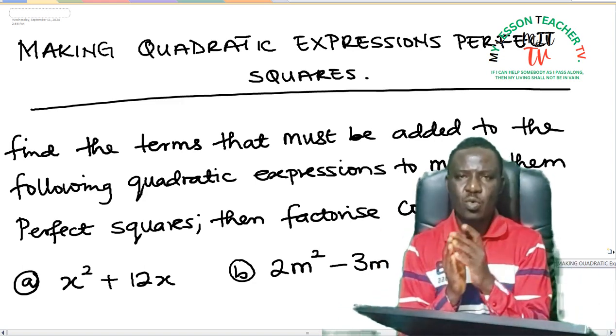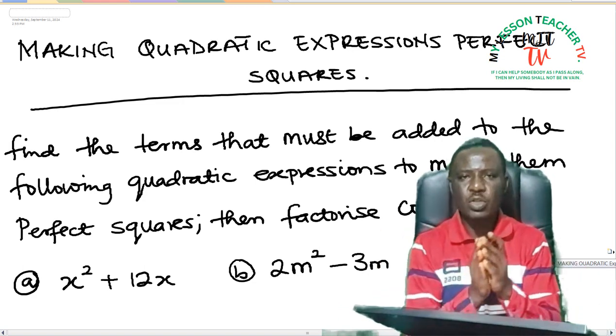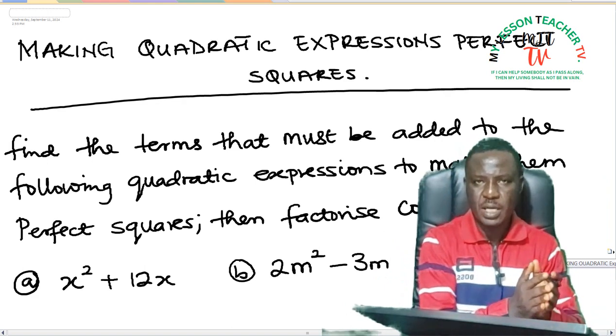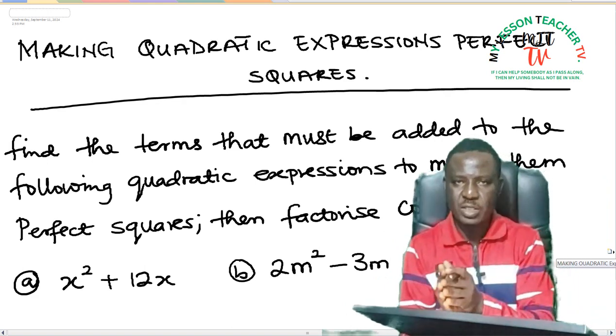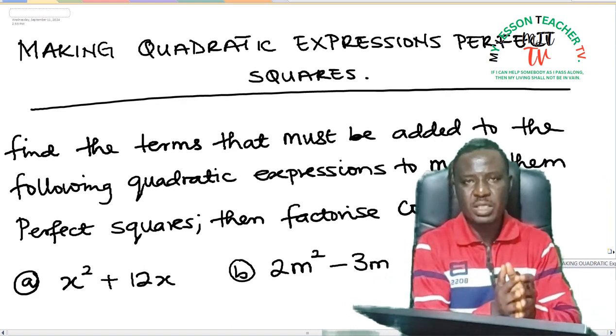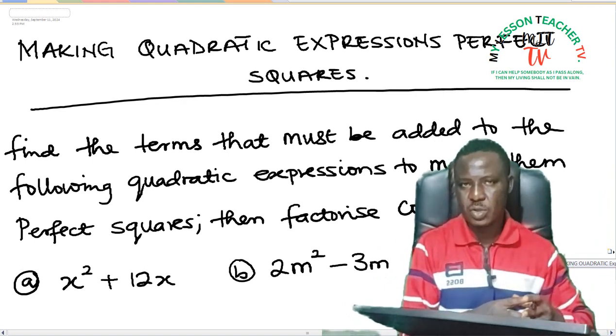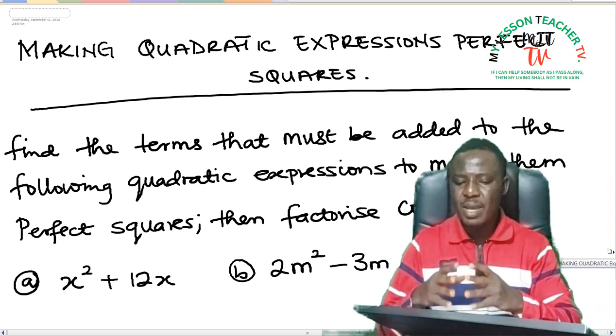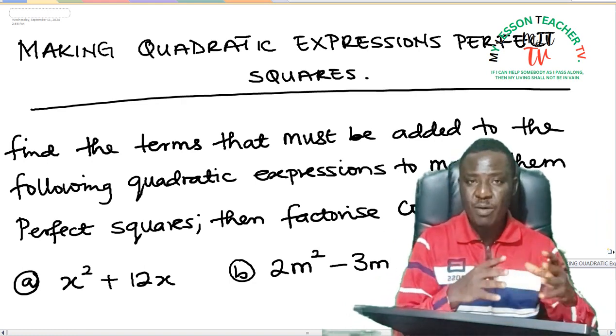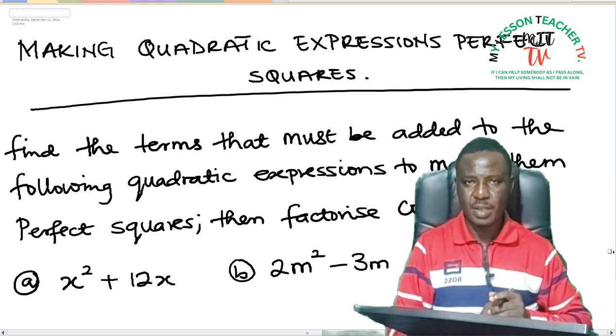There are some quadratic equations that are not perfect squares and they cannot be factorized. Since they are not perfect squares and they cannot be factorized, we try to make them perfect squares. So that brings us to making quadratic expressions perfect squares.